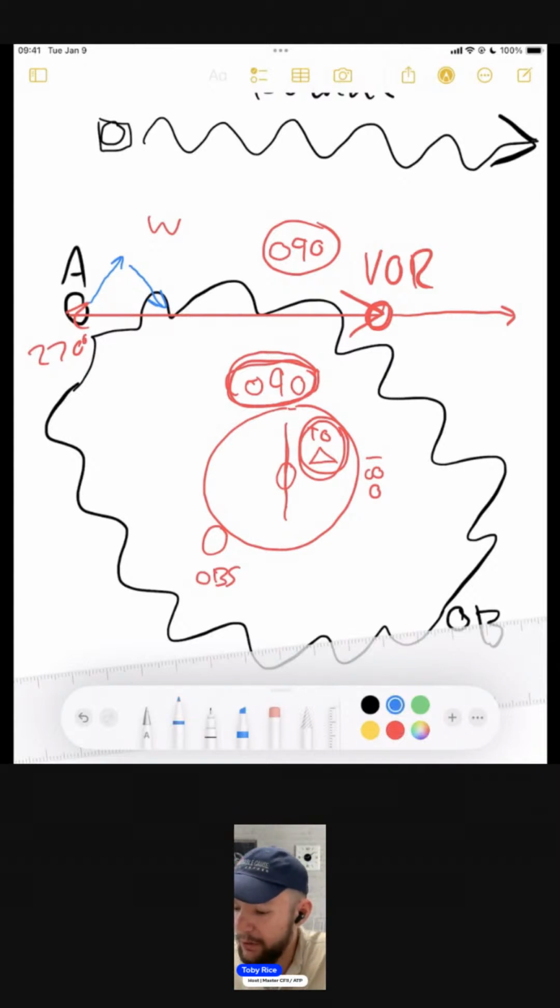Cool. So that's what I'm going to do. I found the 090 radial. I took off. I flew towards it. And now the radial is centered. I can fly 090 to stay on that course, and I will fly that all the way to the VOR.